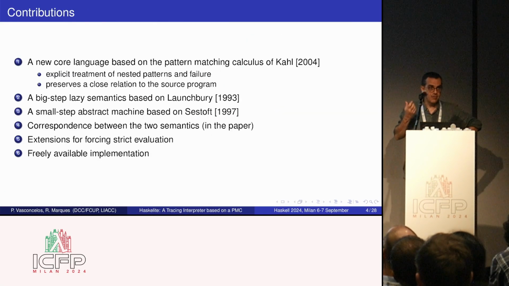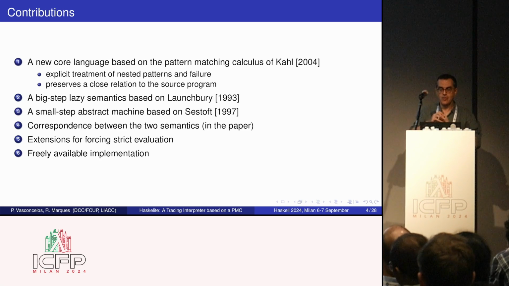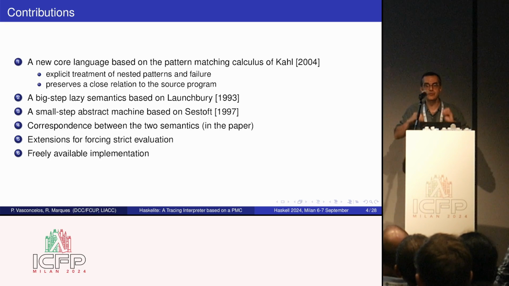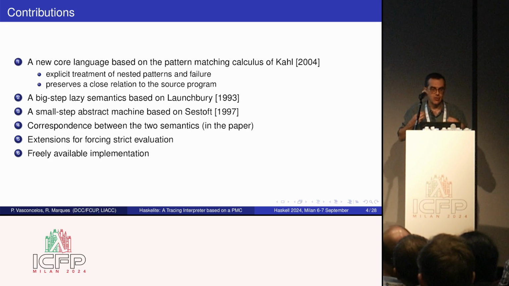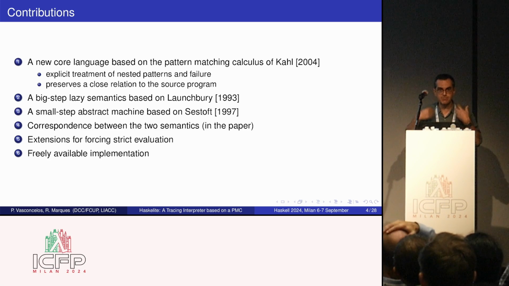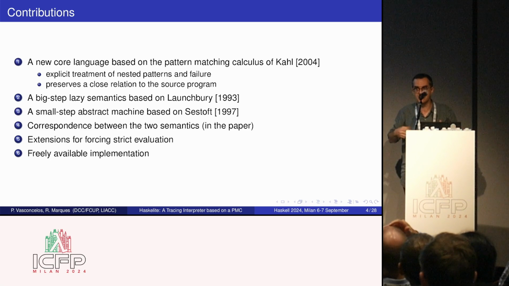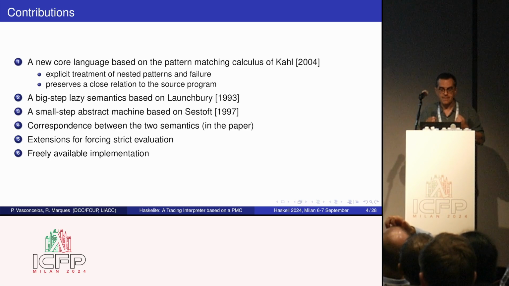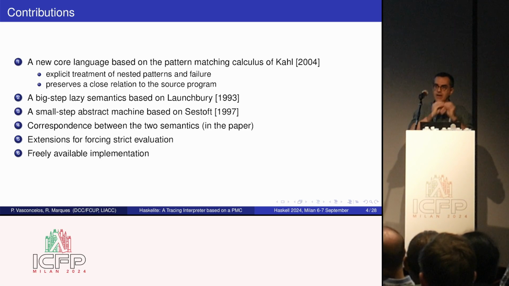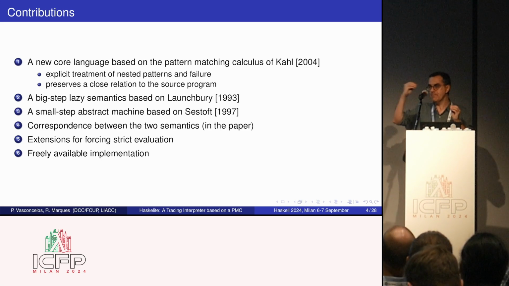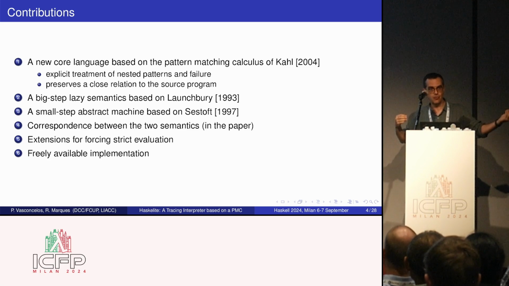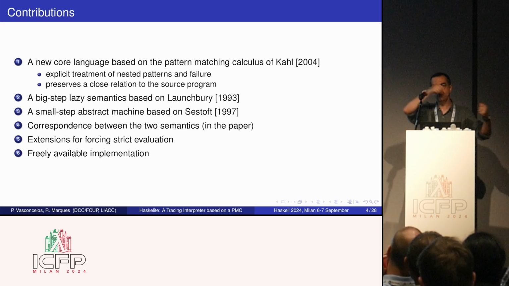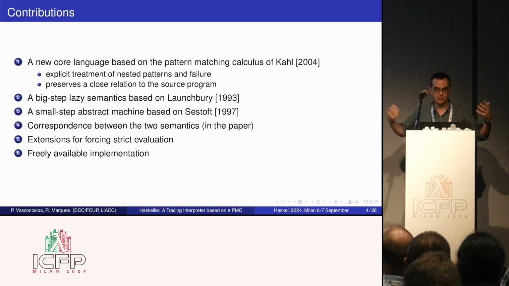So how did we come to this? This required a slightly new look at the way you do this evaluation: a new core language based on a pattern matching calculus. The idea is to have explicit treatment of nested patterns and failure. The reason is that I want a close relation between what I am executing and what the student wrote. I don't want a huge semantic gap, a translation between the two.